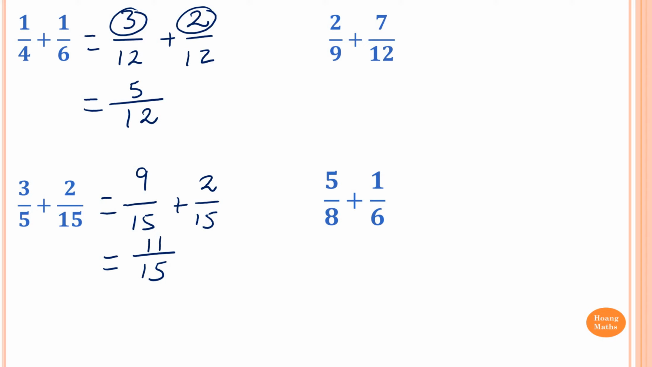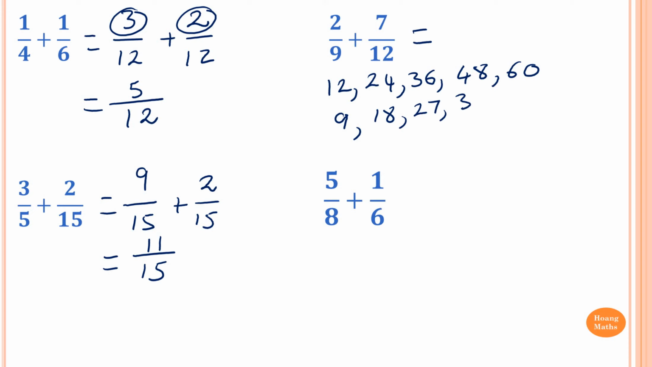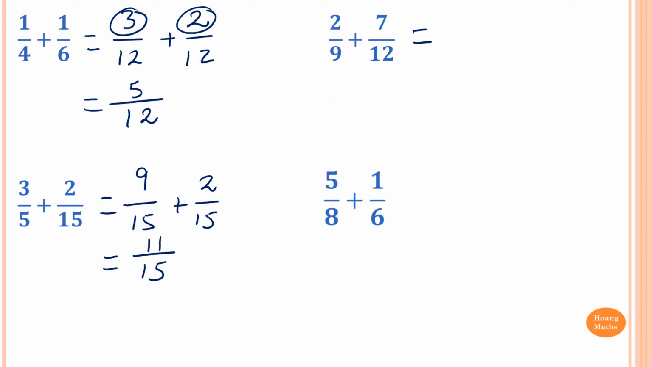So now 2 over 9 add 7 over 12. So to do this, for 9 and 12, the common denominator is 36. Otherwise, we just list them out like this. 12, 24, 36. Just list the multiples of 12, which is 48 and 60 and so on. Then we list the 9. So 9, 18, 27, 36. We stop here because 36. So this means that the bottom must be 36. So I just write 36 down here first.